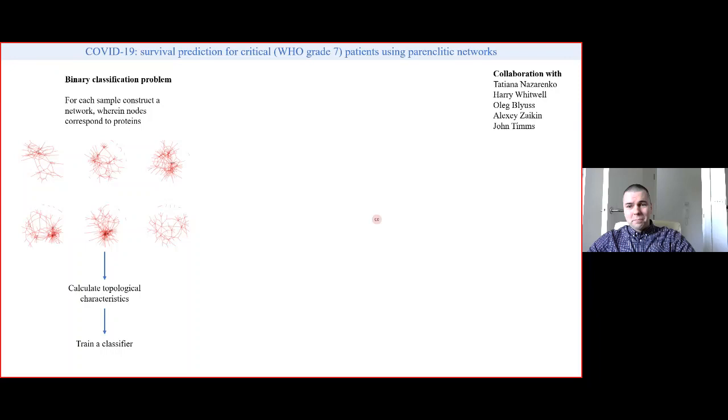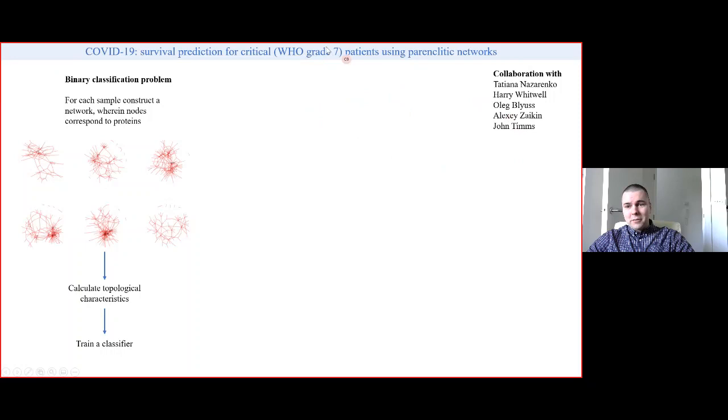And here we teamed up with a group of researchers from London, which previously developed a powerful machine learning approach called Bronchitic networks. And they applied it to WHO grade 7, so critical patients in our data set.